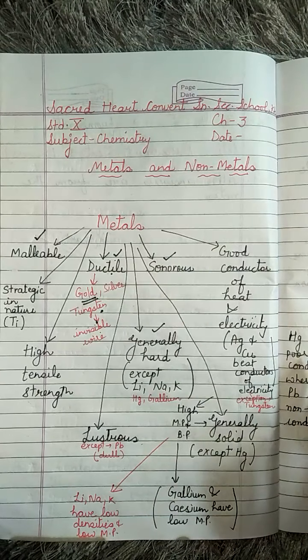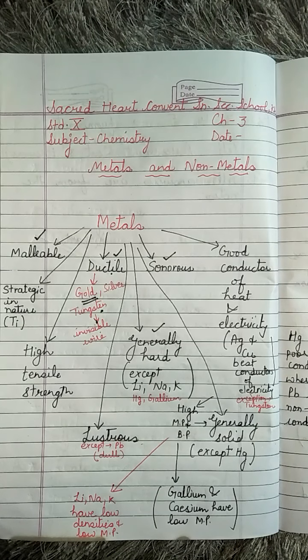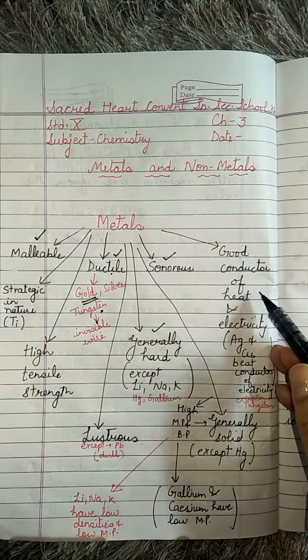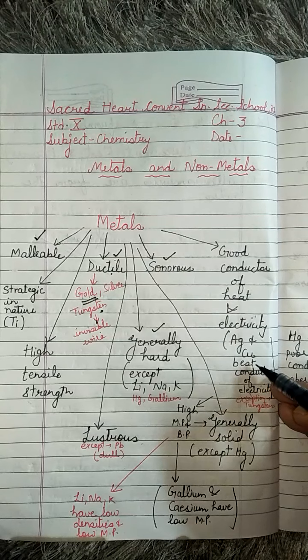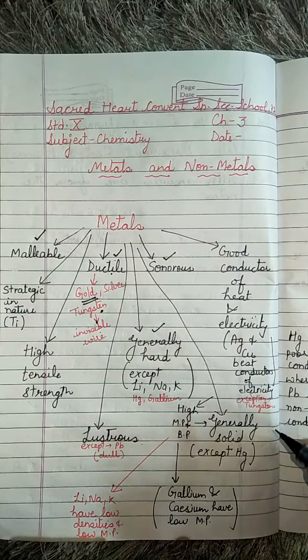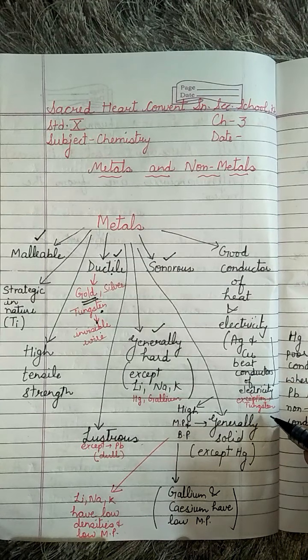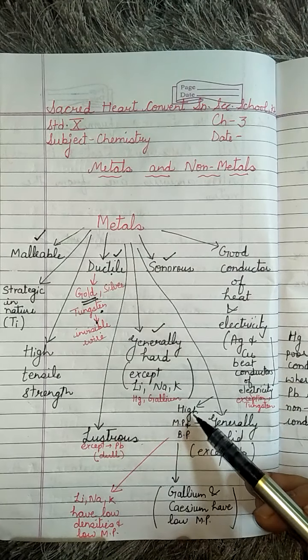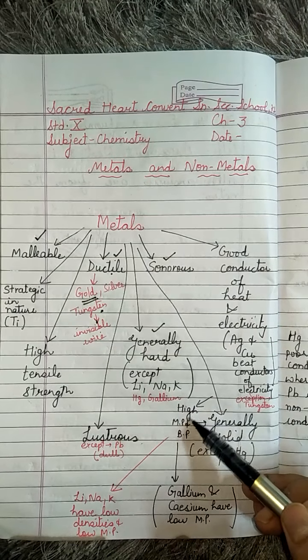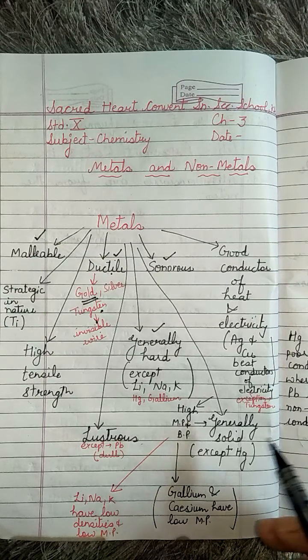Fine. And mercury is considered to be a poor conductor, whereas lead is considered to be non-conducting. Fine. And although we have said silver and copper are the best conductors, the exception is tungsten. Tungsten is not conducting. Fine. Then comes the next property, that is, metals have high melting and boiling points.